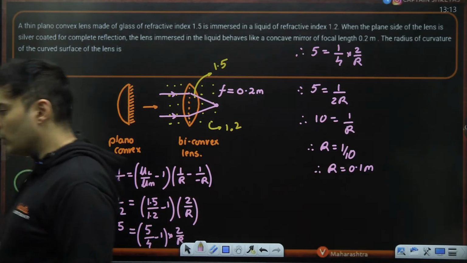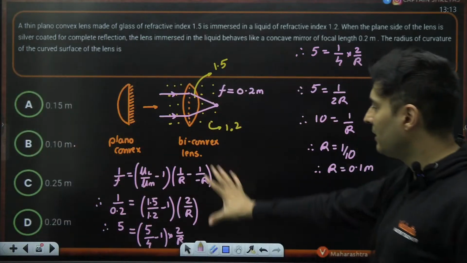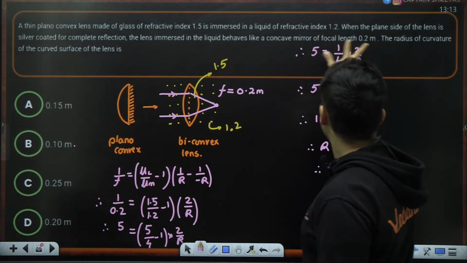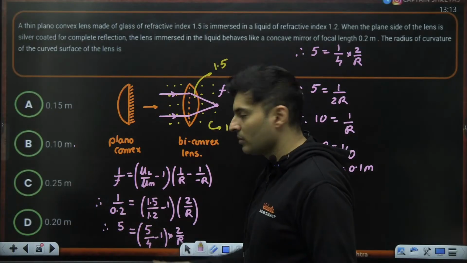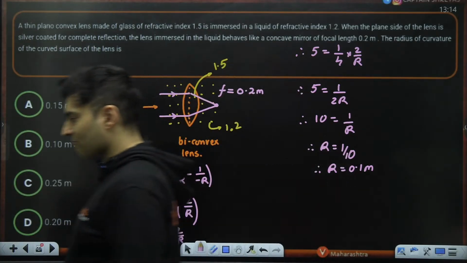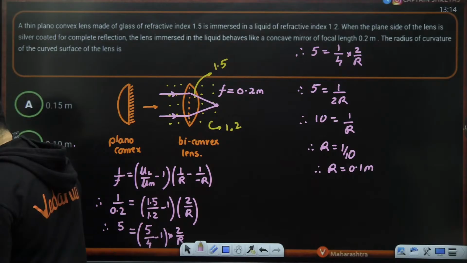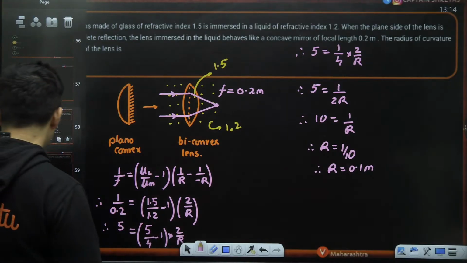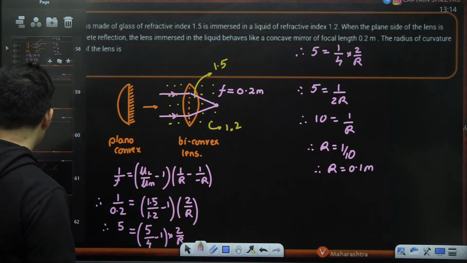Everything was in meters. Everything I've kept in meters. Focal length was in meters. I have kept it in meters only, so I've not changed the units anywhere. So everything is fine. Cool. Let's go to the next question, guys.